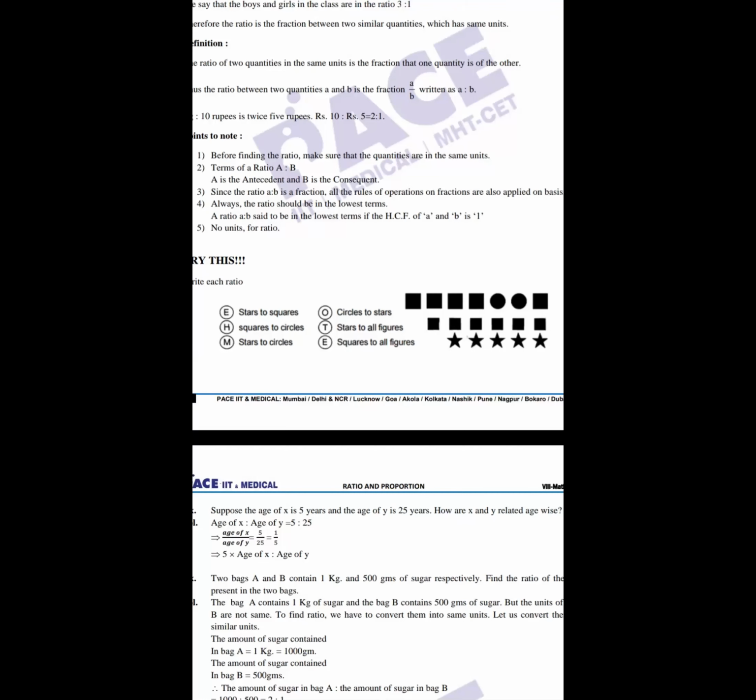Stuti: Sir, what do you mean by 5 into age of X is to age of Y? That is, age of Y is 5 times the age of X. Can you repeat? Age of Y is 5 times the age of X. Okay, thank you. For example, if your age is 5 and your father's age is 20, then basically your father's age is 4 times your age.